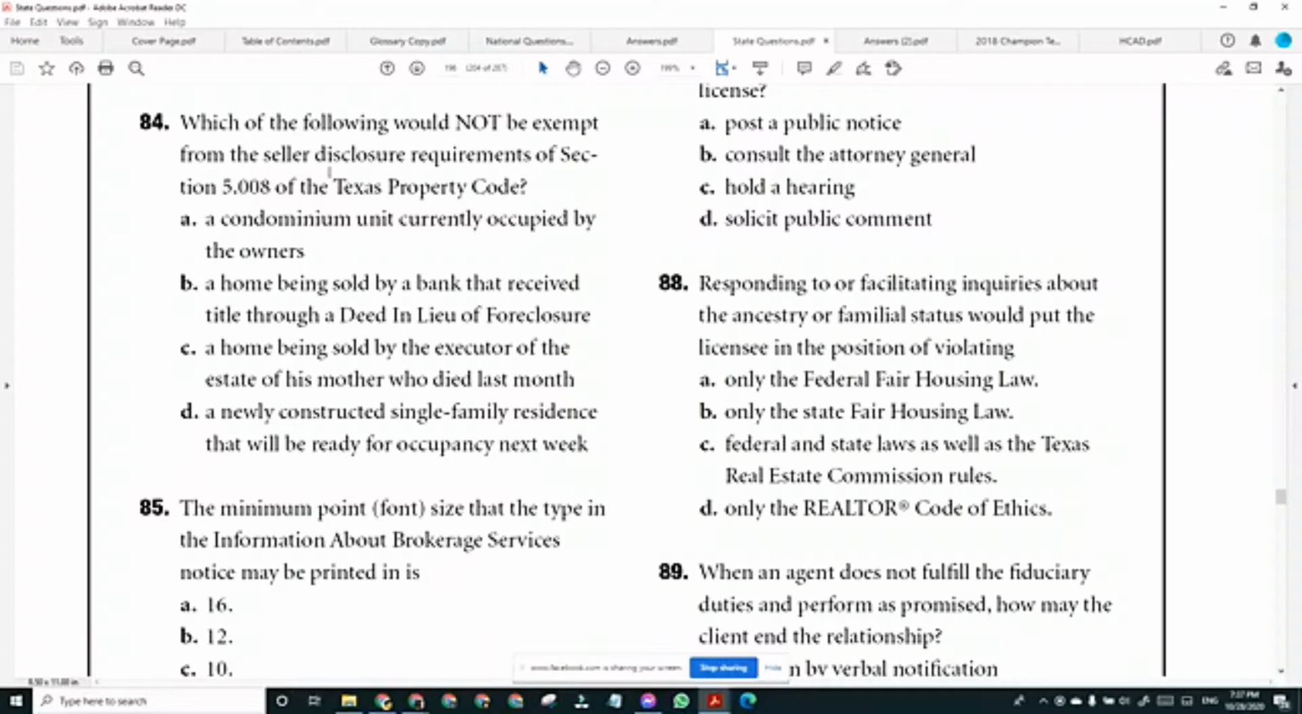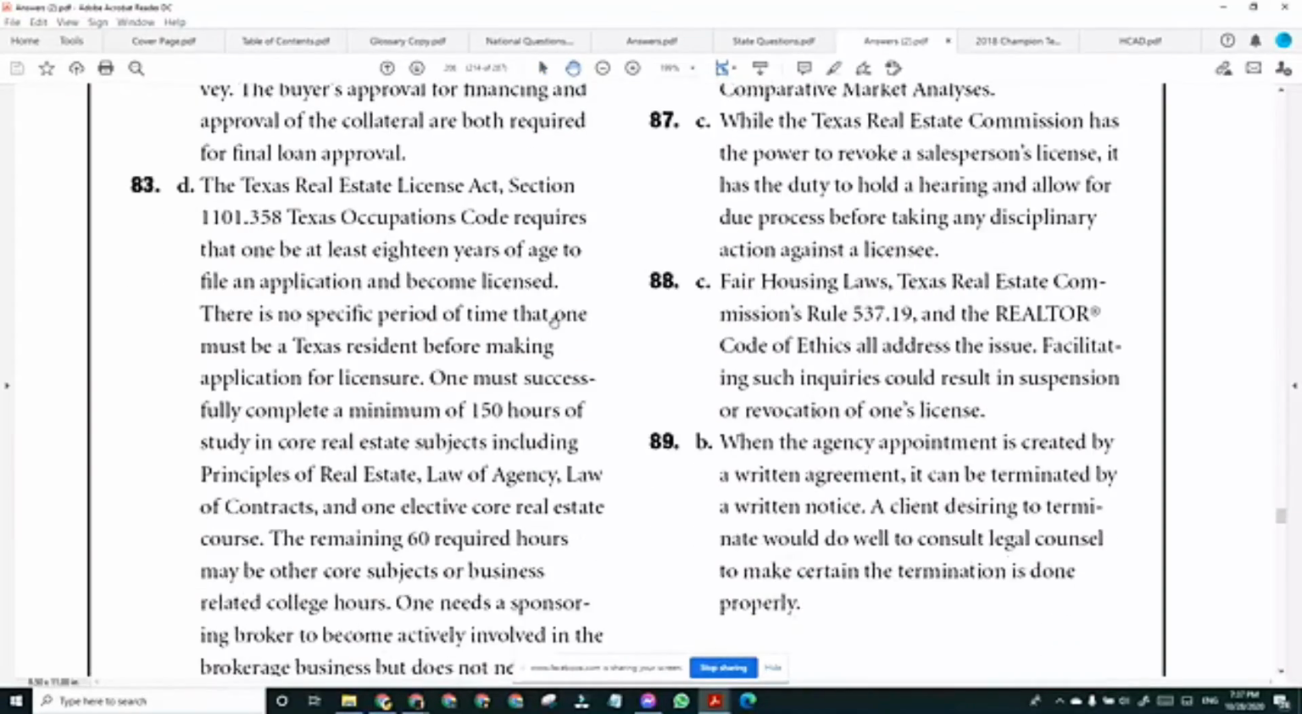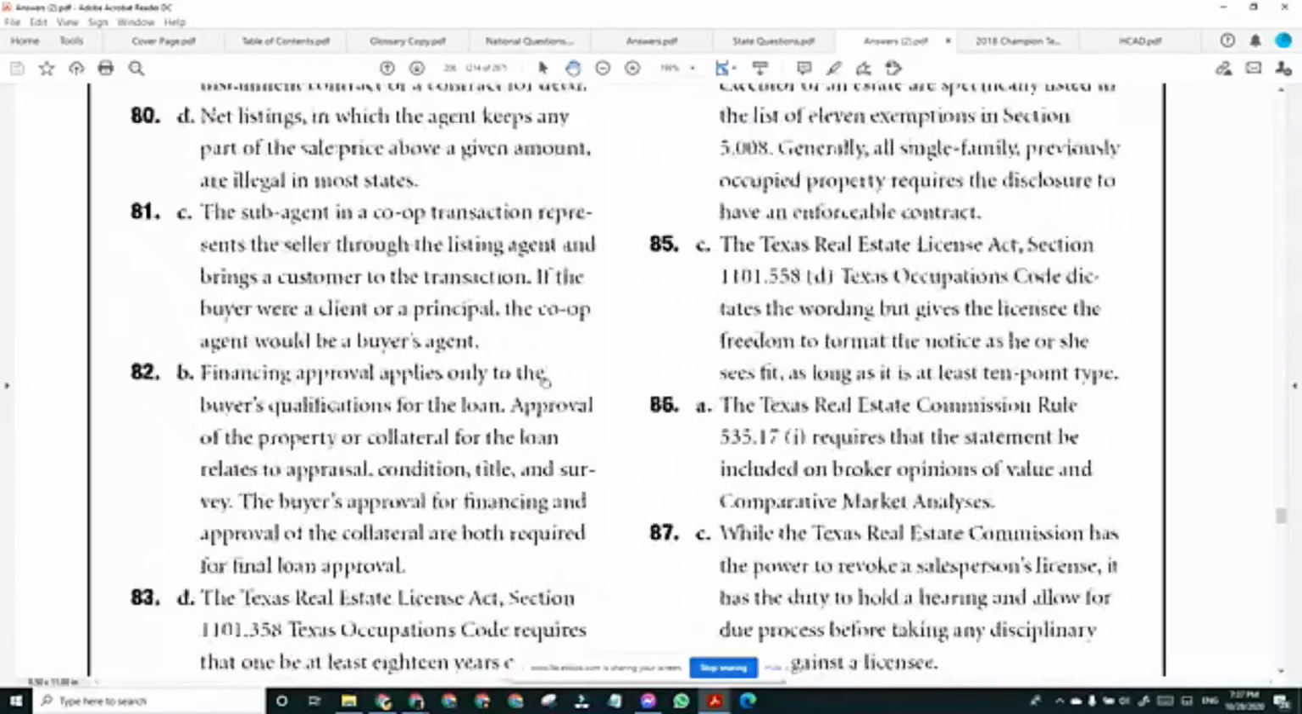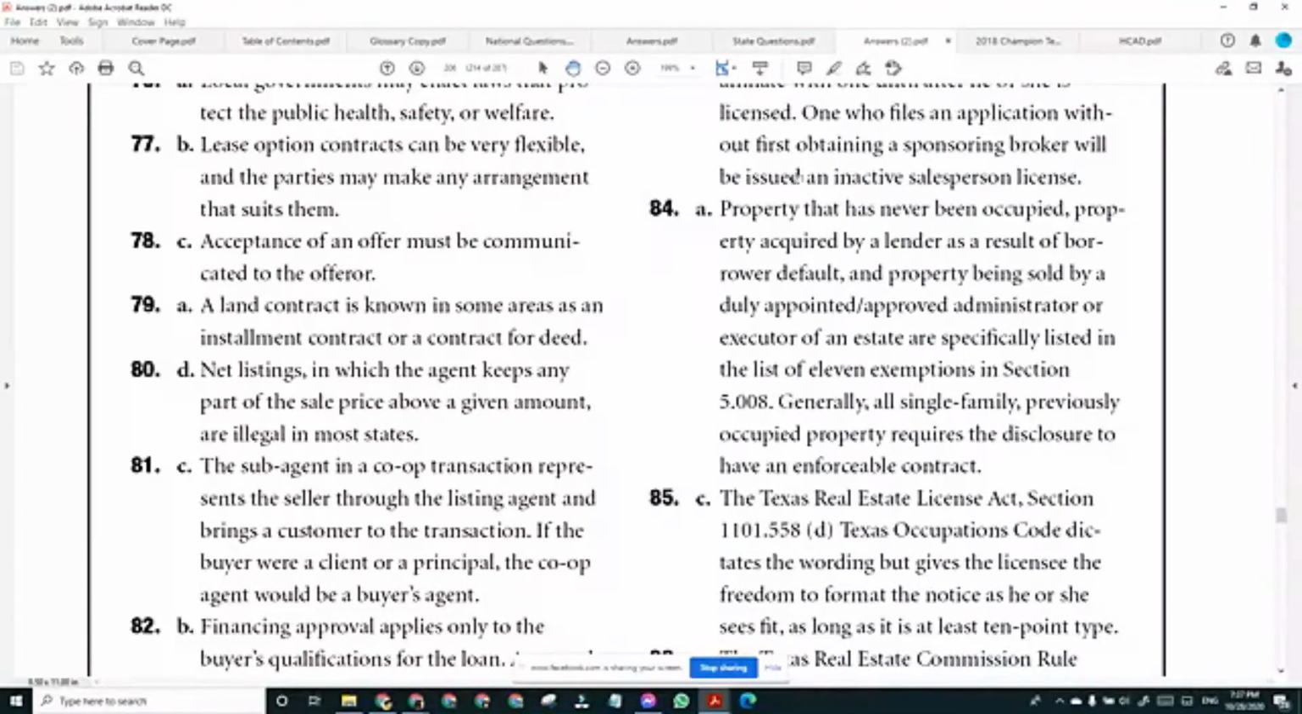So which one is not exempt from seller's disclosures? Banks are exempt, executors are exempt, newly constructed properties are exempt because they've never been lived in. So the only one here that applies is a condominium because that is a residence, which uses a separate contract than the 1-to-4 residential listing, 1-to-4 residential contract. Okay, so number 84, 84A.